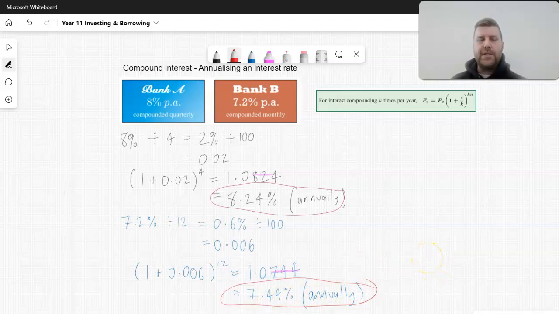Again, you can use this to compare or just annualize a single rate. If you're comparing 2 different rates, in this case, which I was, or you can even be comparing more. It's the same process. You would just do more working out to compare the 3 or 4 or more different annual interest rates. So that's it, guys. That's how you annualize an interest rate.